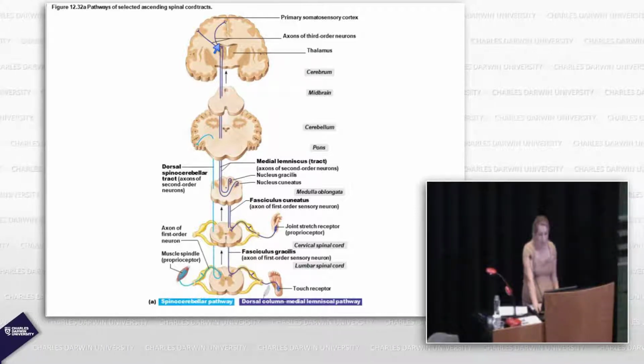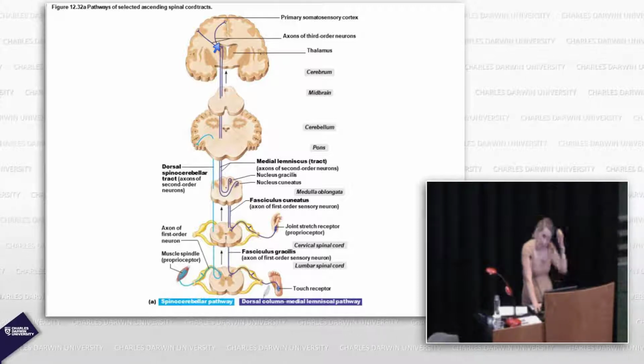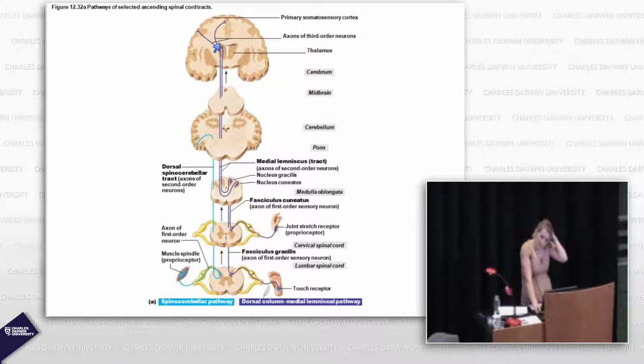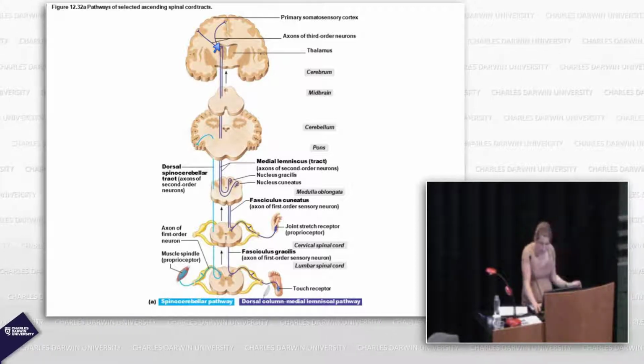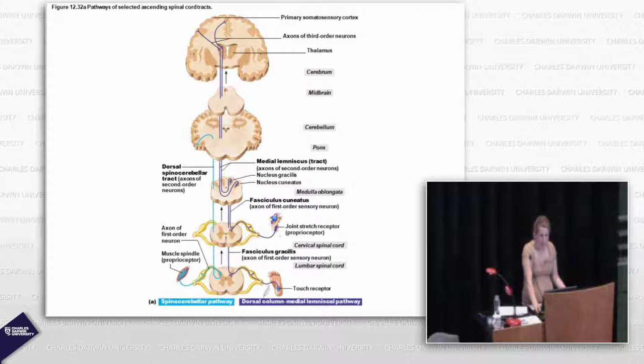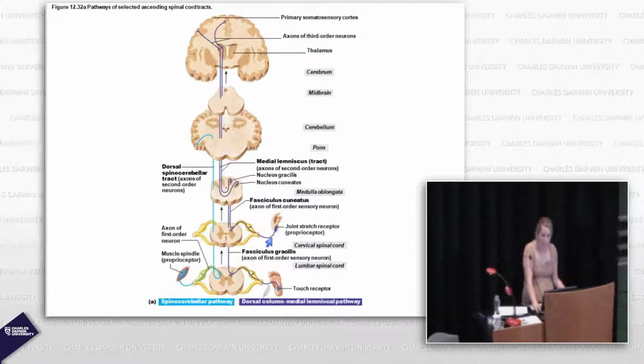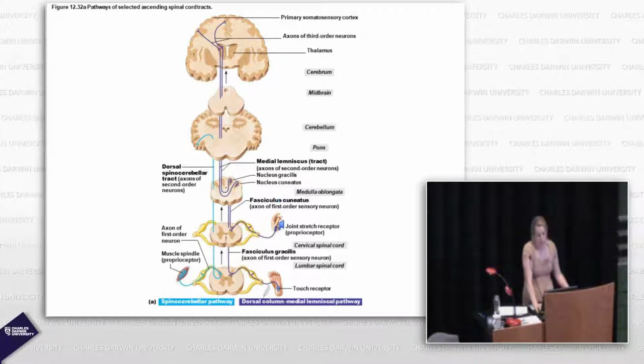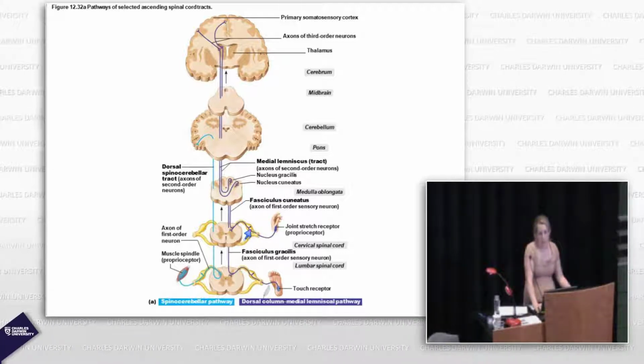I think we've got the same thing for the proprioceptor here in the hand, so transmitting that information about the position of the joints and muscles in the hand through the same pathway, through the dorsal root ganglion, dorsal horn, up into the medulla, where it synapses.